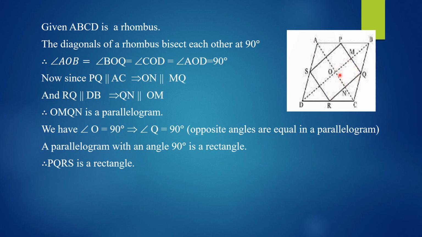We can say ONQM is a parallelogram. If it is a parallelogram, we can say opposite angles are equal. We have angle O is 90 degrees, therefore angle Q will also be 90 degrees. Since a parallelogram with an angle of 90 degrees is called a rectangle, we can say PQRS is a rectangle.